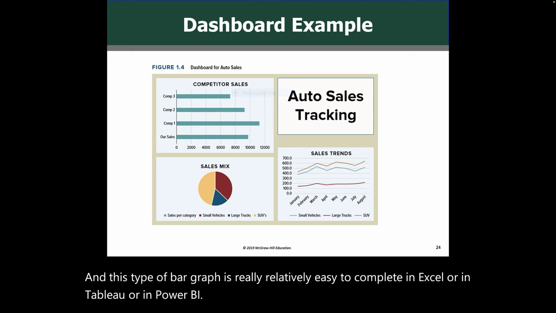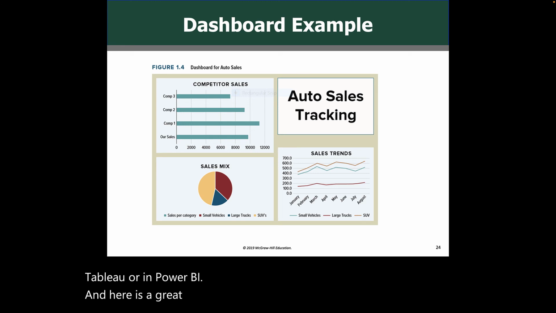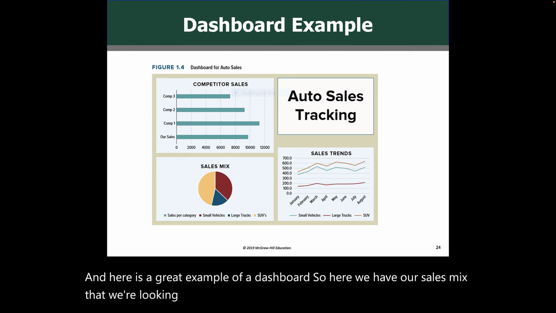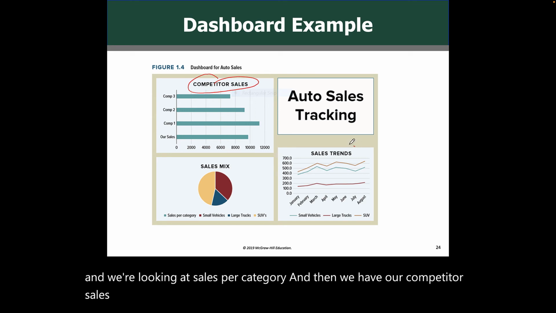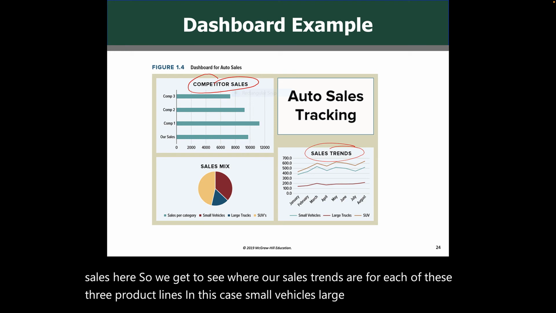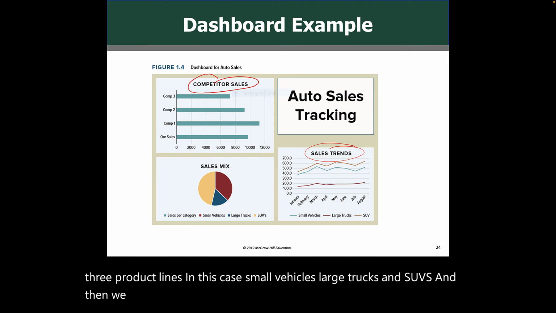And now here is a great example of a dashboard. So here we have our sales mix where we're looking at sales per category. And then we have our competitor sales here. So we get to see where our sales trends are for each of the three product lines, in this case, small vehicles, large trucks, and SUVs. And then we get to see where our sales are in comparison to our competitors here.